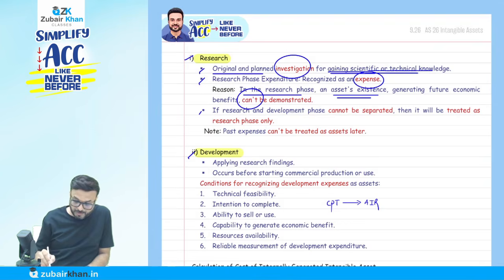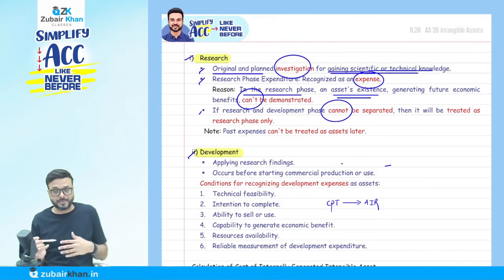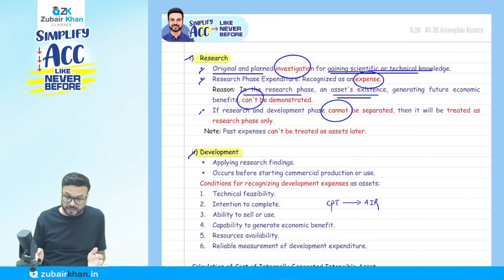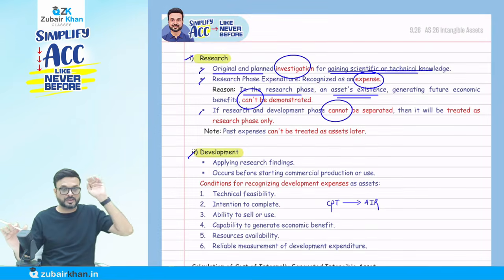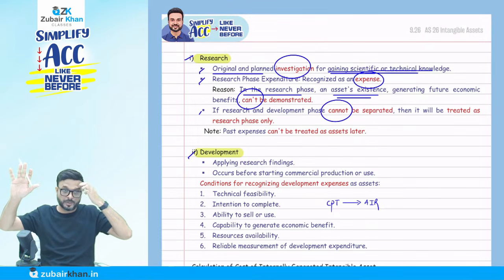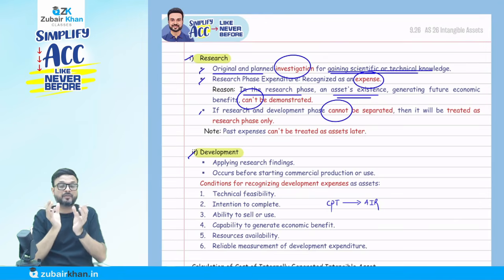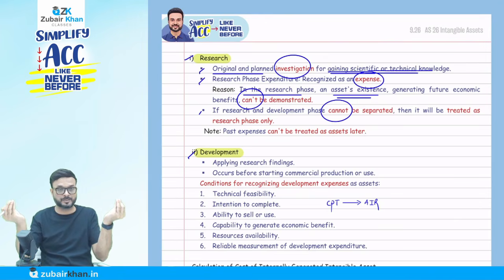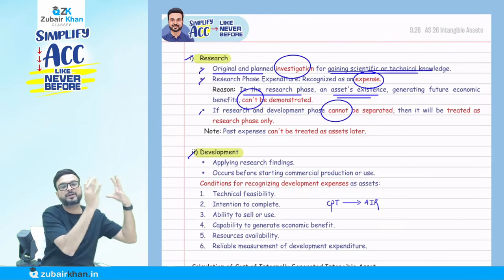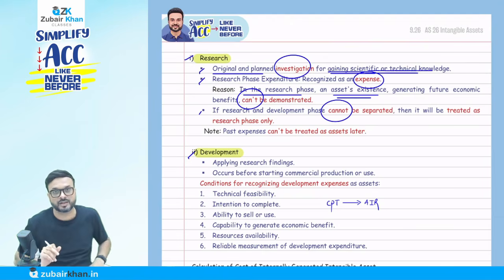Now, if the research and development phases cannot be separated, you should be able to bifurcate the difference between the research and the development. Research will go to the P&L account. Development, during the period of development of the intangible asset, will be capitalized. That will be part of the intangible asset. But if you cannot bifurcate the research expense and the development expense separately, all expenses will be treated as research expense, which will be charged to the profit and loss account.